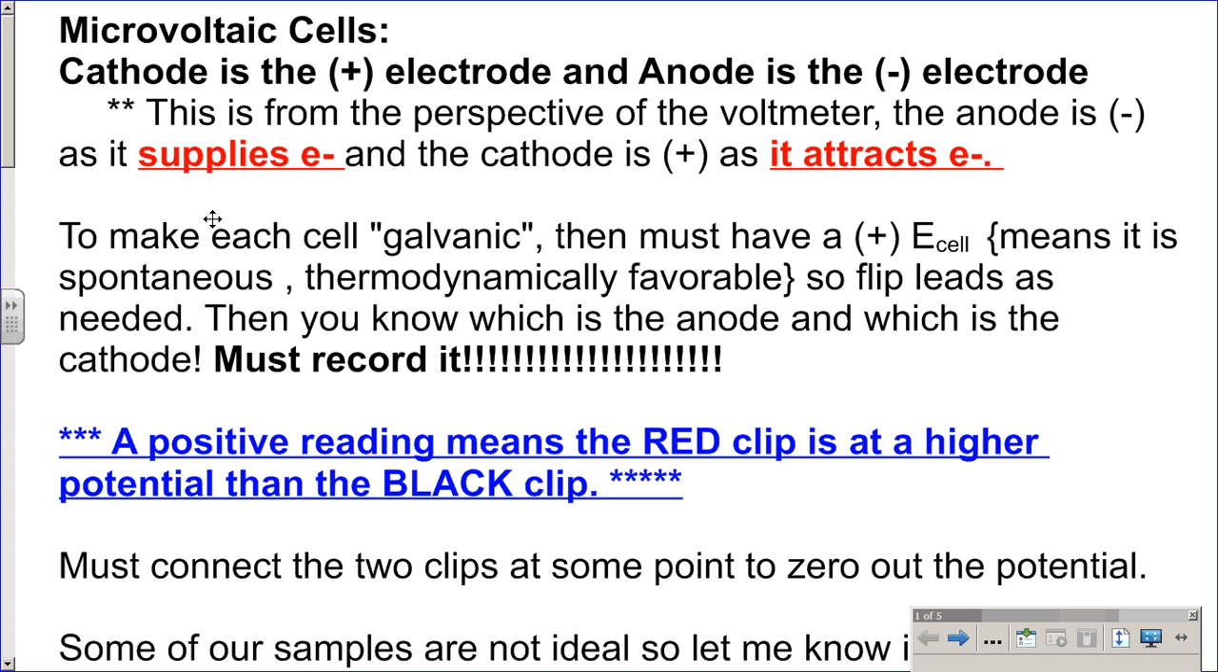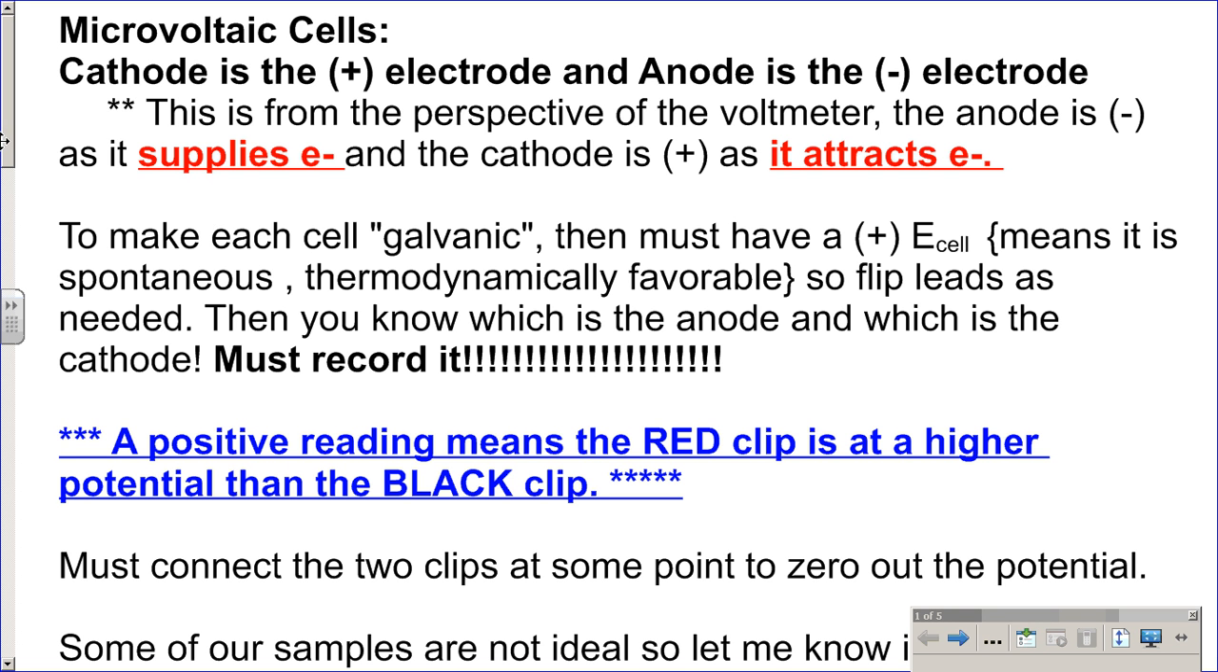If we are the voltmeter, then we're reading the anode as the negative, because if I'm the voltmeter, I can see the electrons coming to me from the anode. So what does it look like the anode is? It's negative. It looks like it's giving me negatives. I see the negatives coming towards me. And I can see the negatives going towards the cathode, so it looks as if the cathode is positive because it's attracting those electrons. So that's just in reference to the voltmeter.